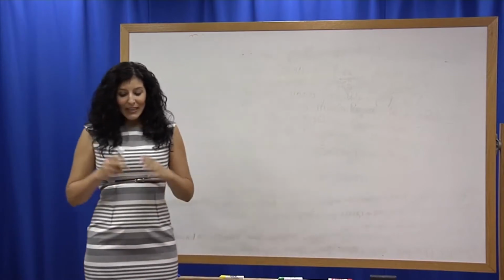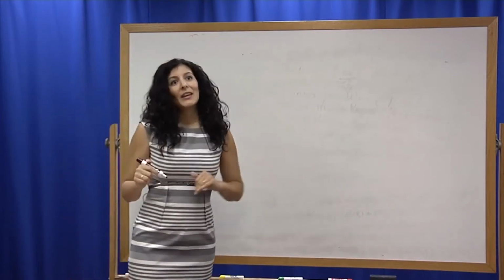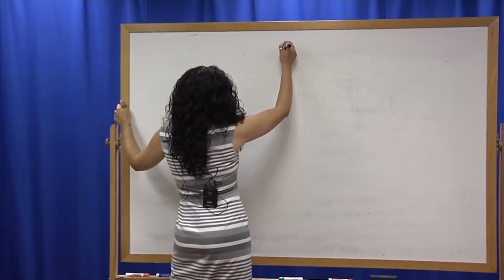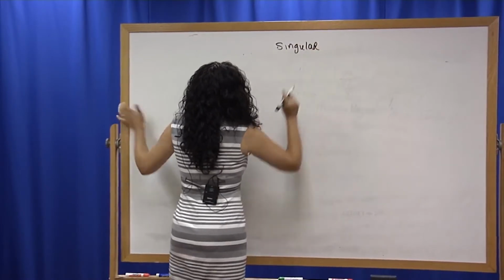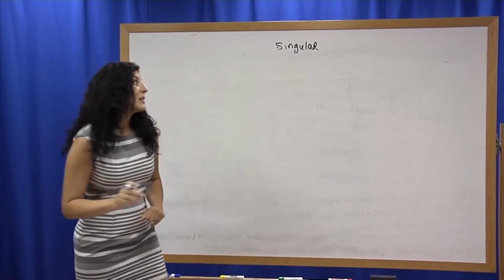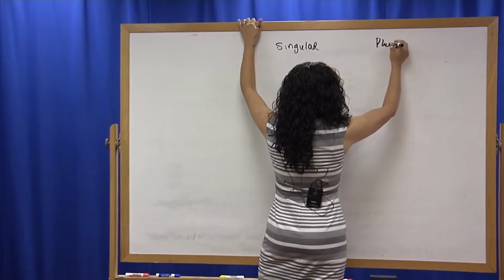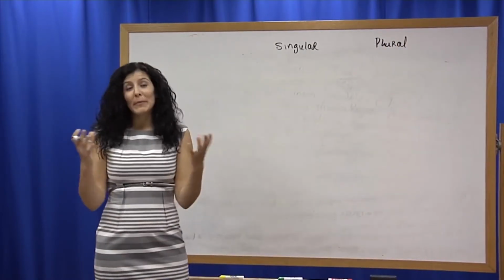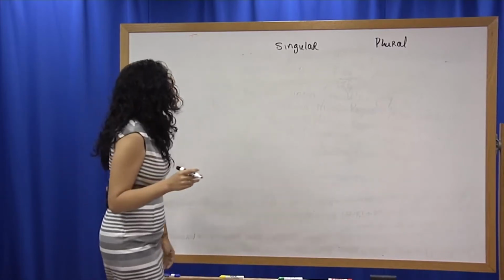So in order to show that, we can see it a little bit better if we draw out a chart. So we can have singular, indicating that there is only one person in the group. We can also have plural personal pronouns, indicating that there are multiple members of the group, whether that be 2 or 25.